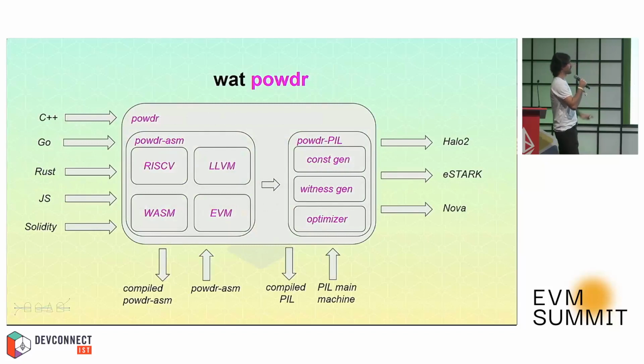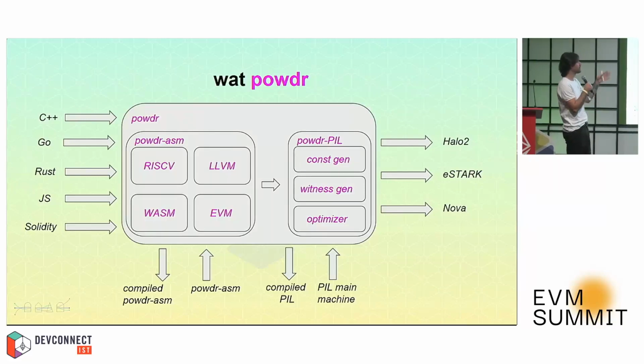Here's a very basic diagram of what the Powder architecture looks like. Everything you see in gray would be inside Powder or written using Powder. We have a lot of high-level languages, C++, Go, Rust, JavaScript, Solidity, anything you want, that compile to VMs. And we can use the Powder assembly language, which is the higher-level intermediate language, to define VMs. So we can define RISC-V, which you have done, LLVM or WASM, EVM, Prolog, JVM, anything you want.